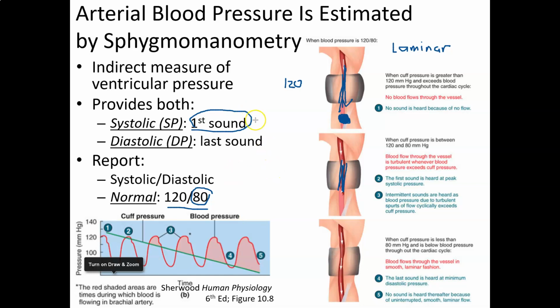So that's why we said the first sound is systolic. So let's say that first sound was heard at 120. And the last sound was 80. And that would give us a blood pressure of 120 over 80. So that's how it kind of works.